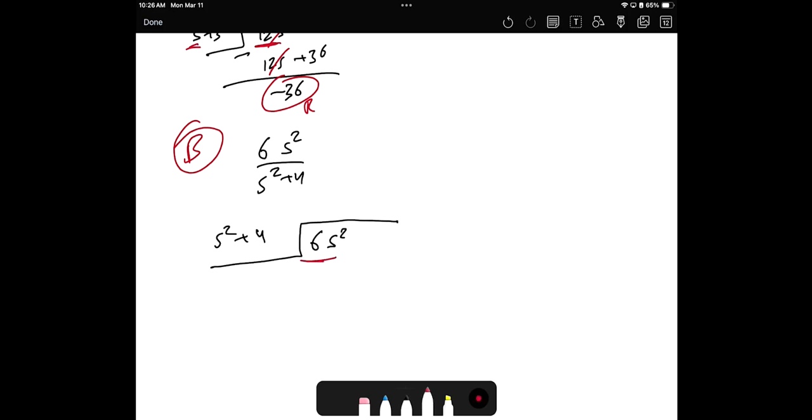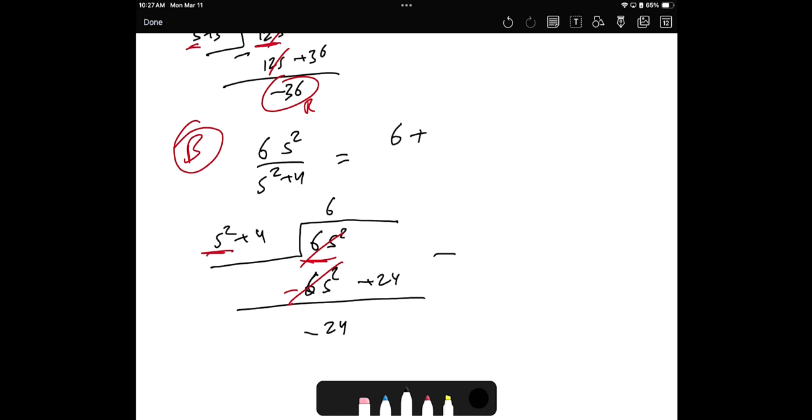Let's start with the higher order. 6S squared over S squared will be 6. 6 times S squared will be 6S squared. 6 times 4, 24. Then do the subtraction. So when we do the subtraction, this will cancel each other. 24 will be negative 24. So as a result, this term can be written as 6 plus negative 24 over S squared plus 4. Okay? Does this make sense?